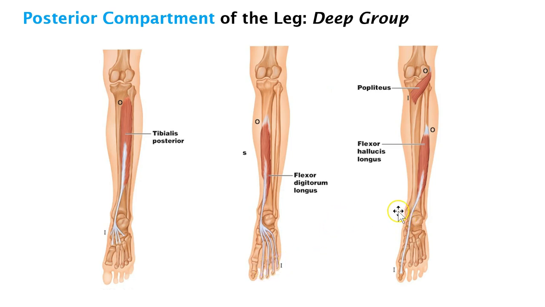The flexor hallucis longus muscle originates from the fibula, descends down again medially, helps to plantar flex the ankle and invert the ankle, and then inserts onto the distal phalanx of the great toe and is therefore able to flex the great toe.